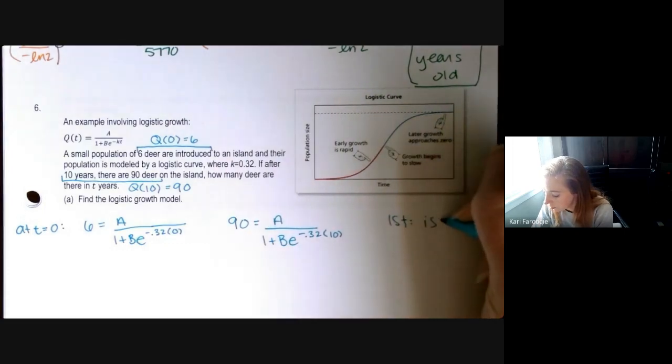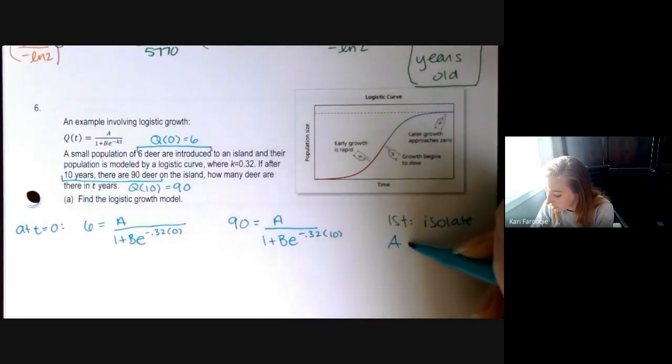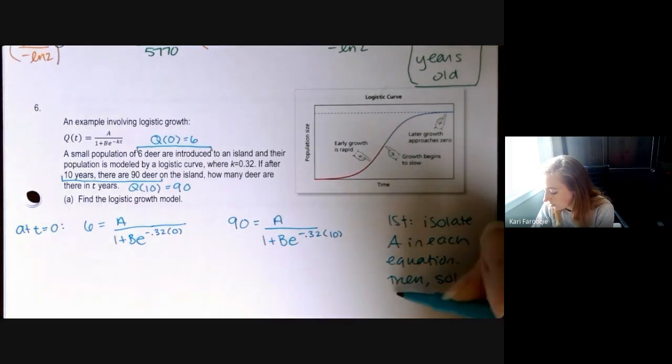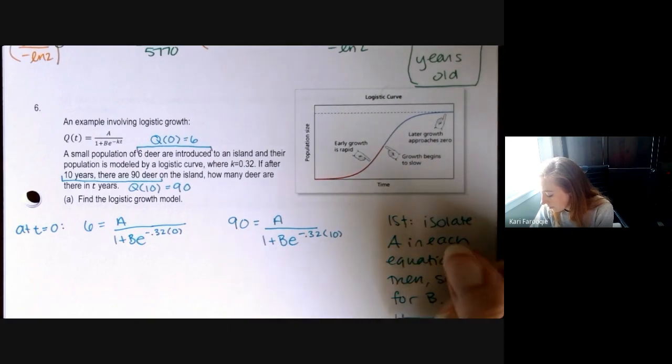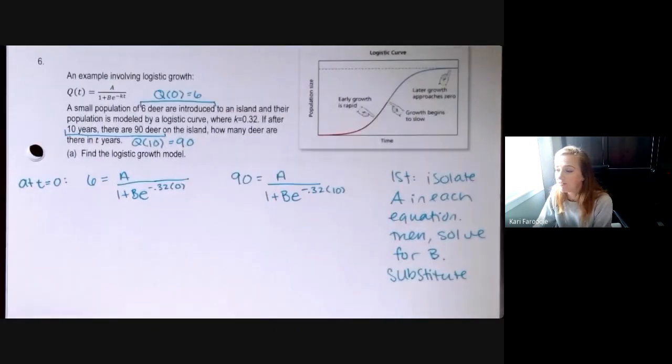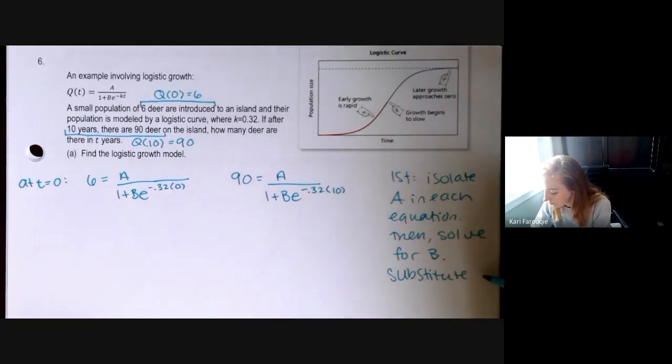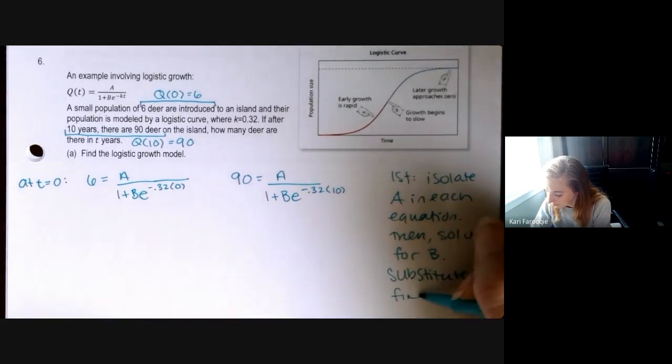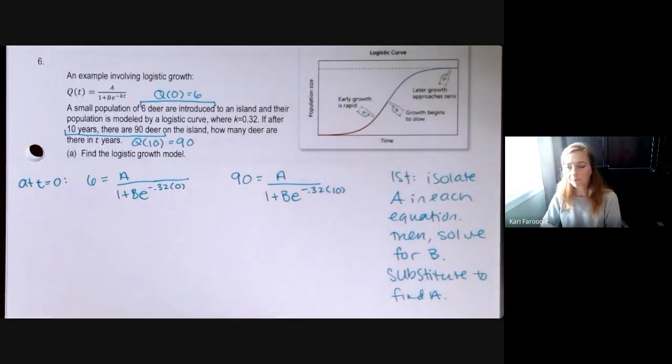First, isolate A in each equation. Then solve for B. And then substitute. Let's say, isolate A in each equation, then solve for B, and then substitute the value to find A in one of the equations.